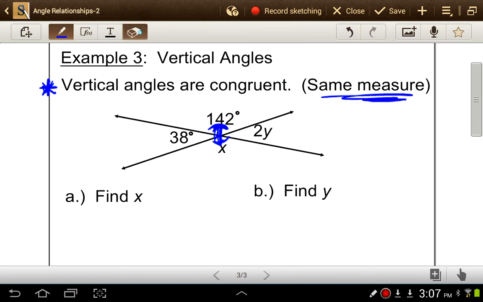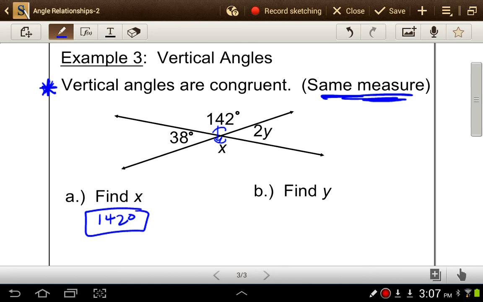It's getting messy down there. So we have our vertical angles. So that means if they're equal to each other, they have the same measure, there's no work. If this is 142, that means the one across is also 142 degrees. No work, just an answer.